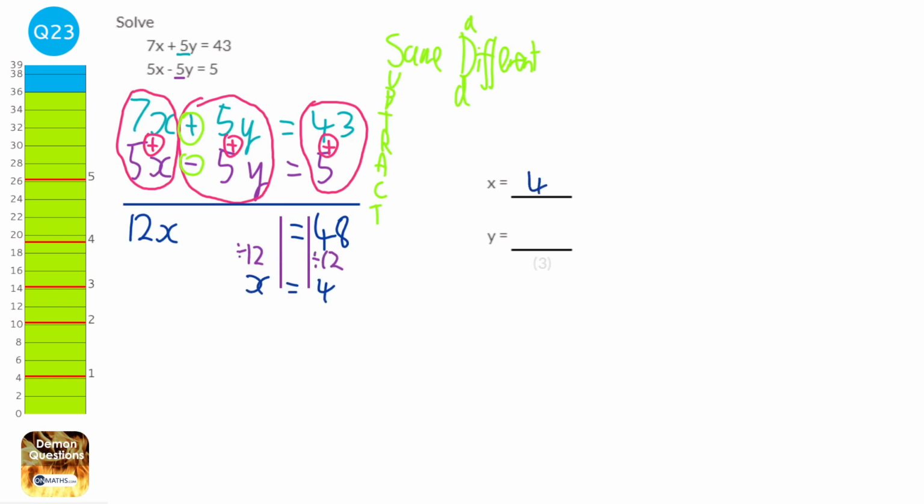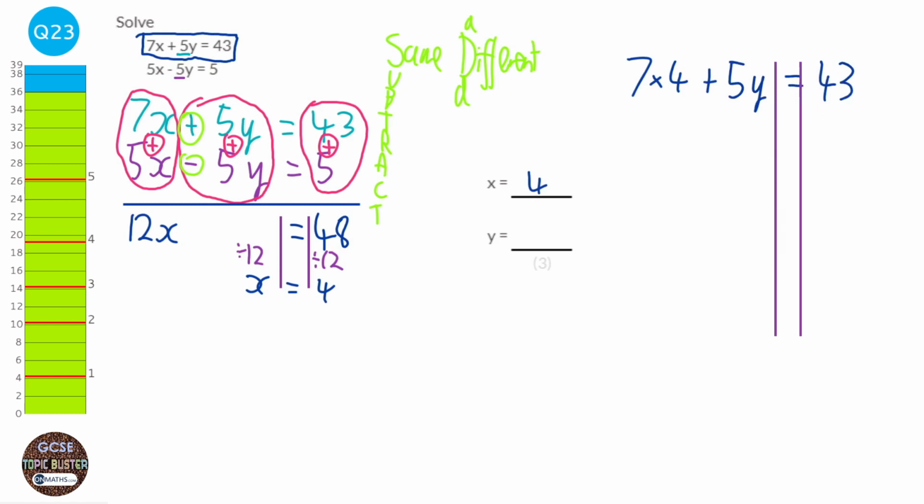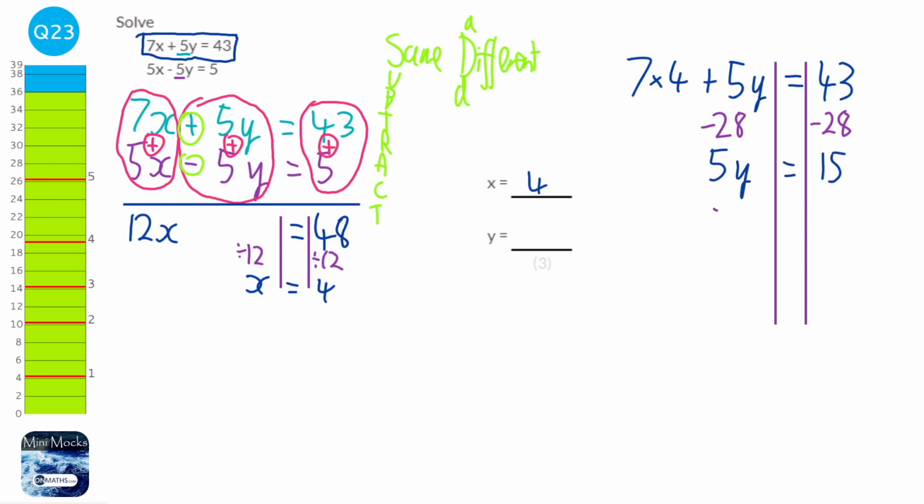Now that is only one solution. We've got to find out what y is. So what we're going to do is we're going to substitute that 4 into the first equation. So we've got 7 times 4 plus 5y equals 43. Get my lines in. And 7 times 4 is 28. So the first thing I'm going to do is take away 28 from both sides. So we've got 5y equals 15, and then we're going to divide the 5 to find out what y is. So we've got y equals 3.